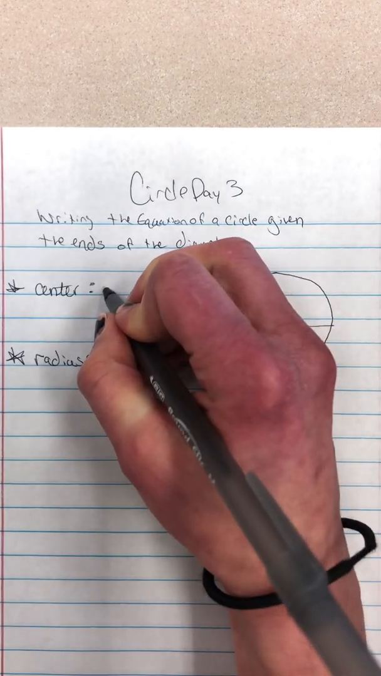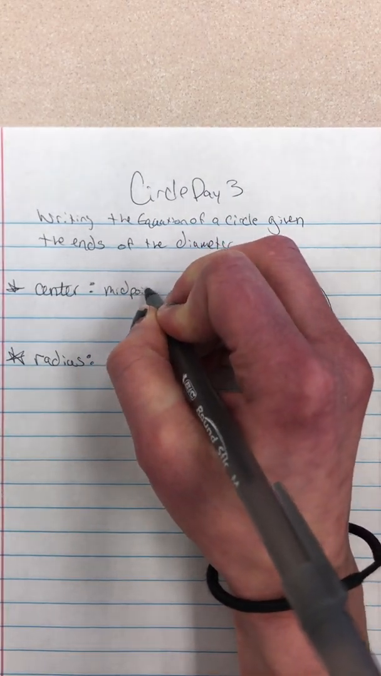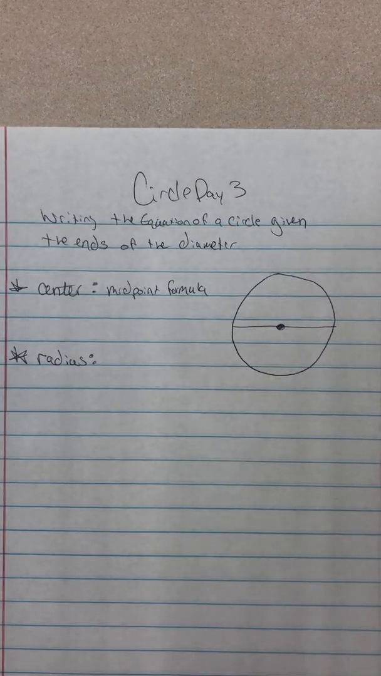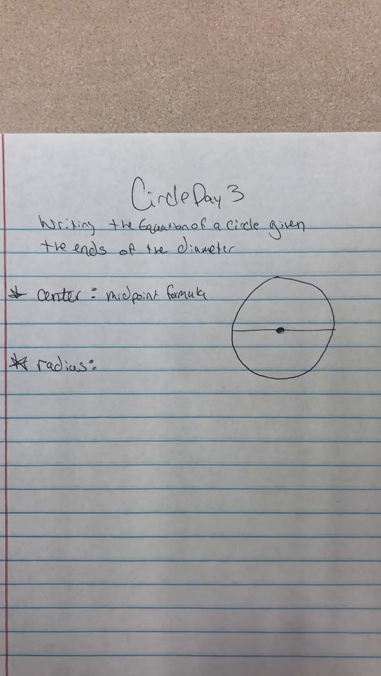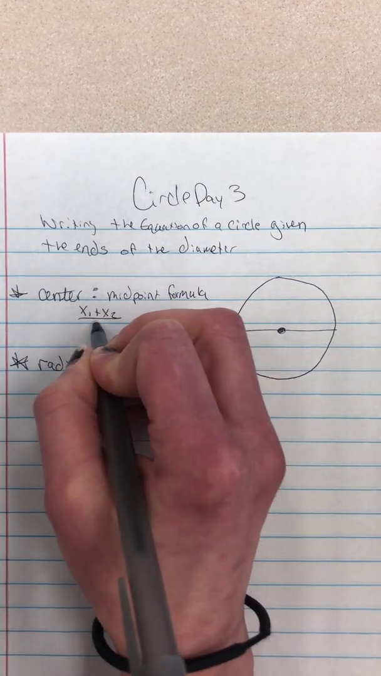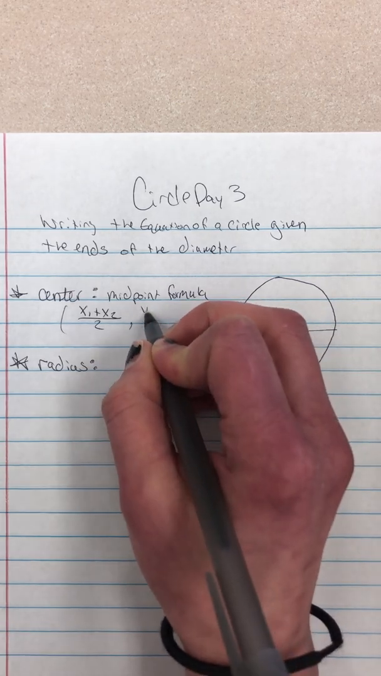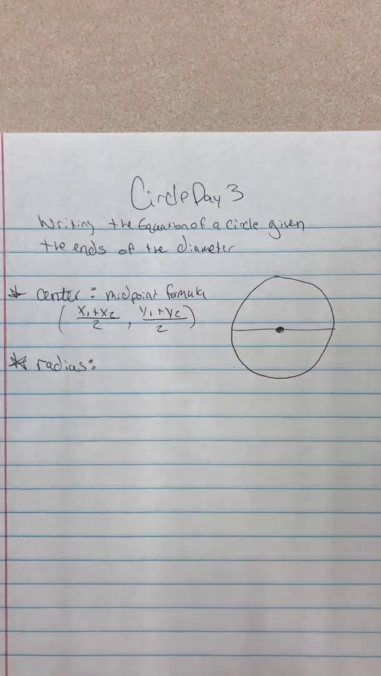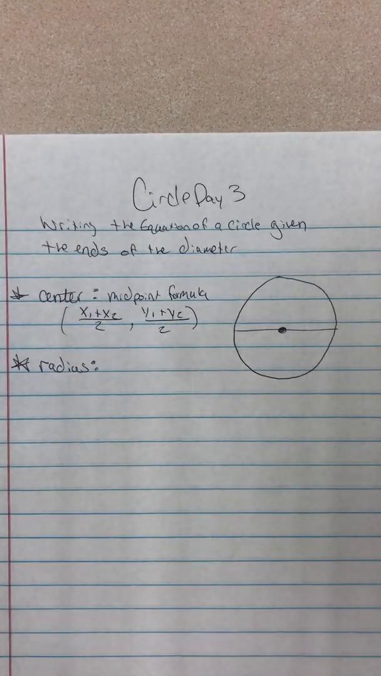To find the center, we have to use the midpoint formula. As you may remember, the midpoint formula is x1 plus x2 all over 2, and y1 plus y2 all over 2. That is how you find the center of your circle given the diameter. Now the radius is a little bit different. To find the radius, we are going to use the distance formula.